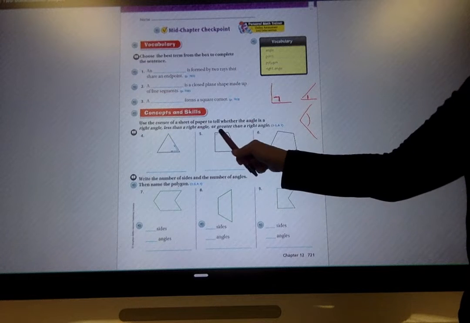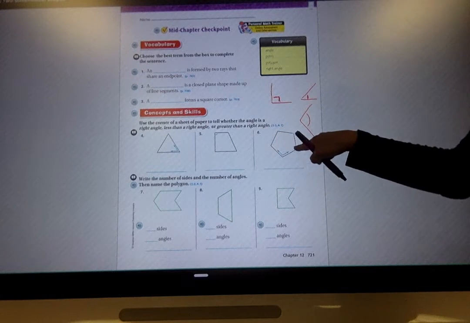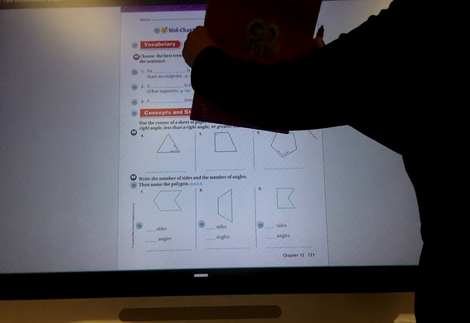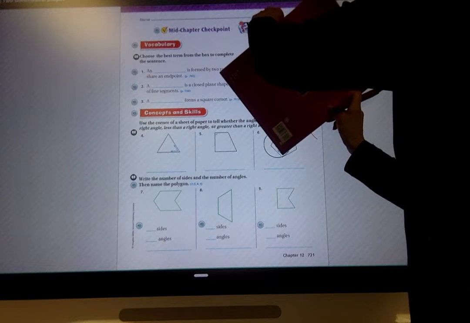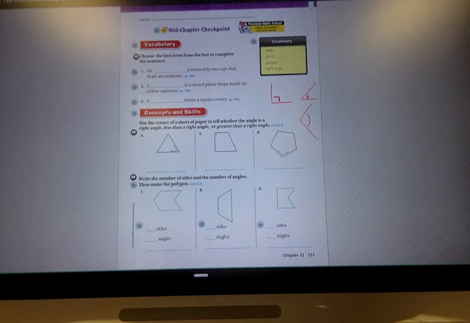Number two, we have a symbol. Number three, we're looking at this angle. Is that less, greater, or a right angle?